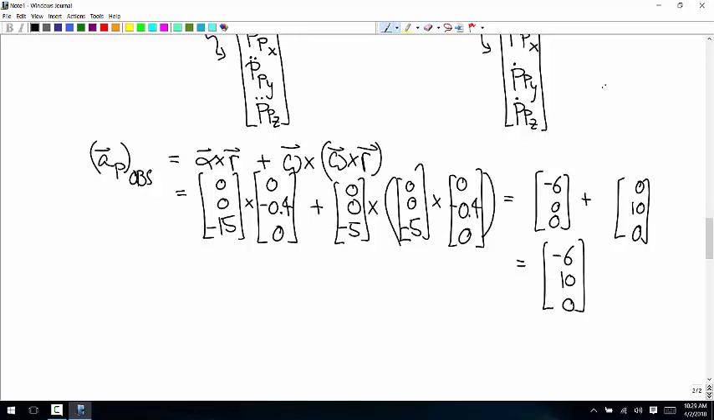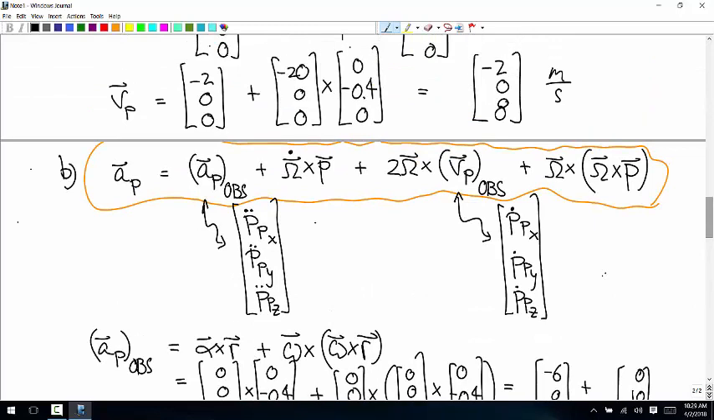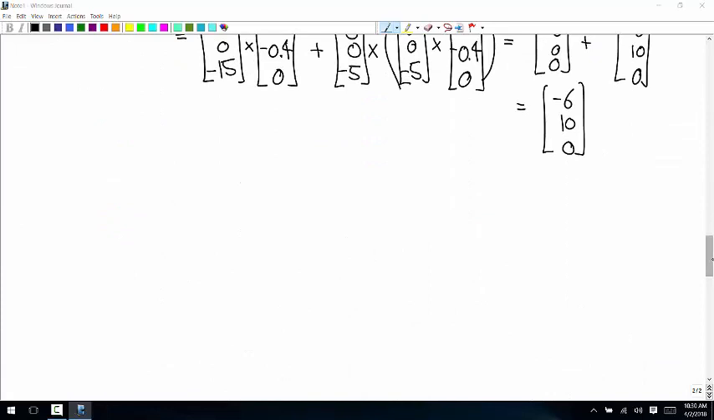Okay, so we got this, and now we're just going down the list, element by element, to figure out what these values are. What's capital omega dot? 0.